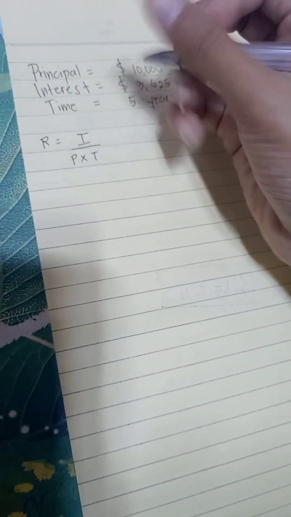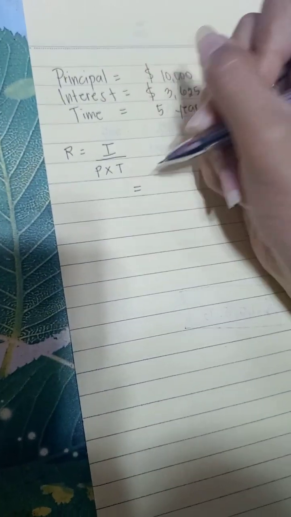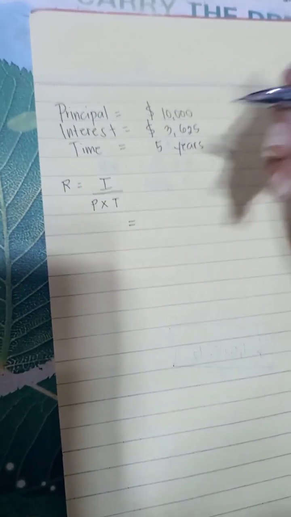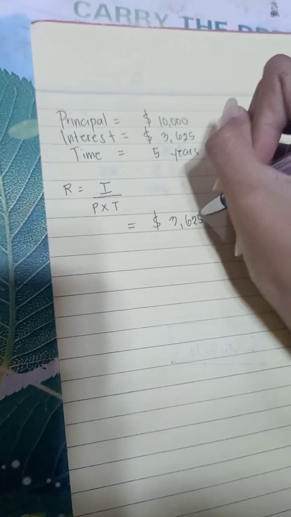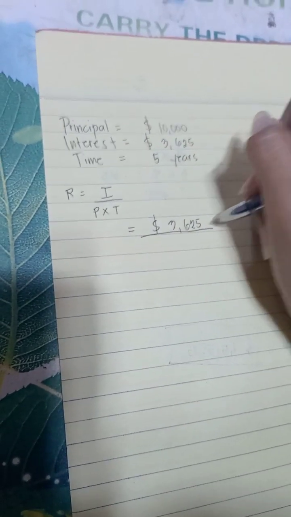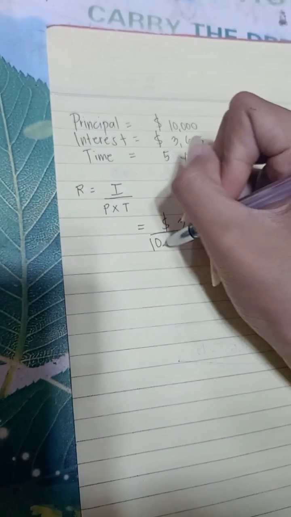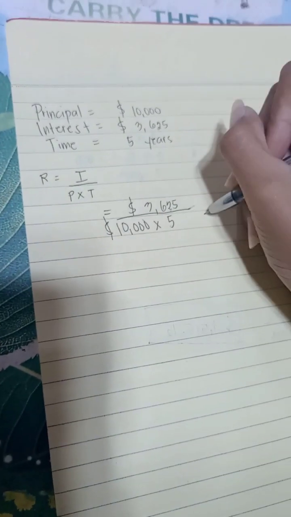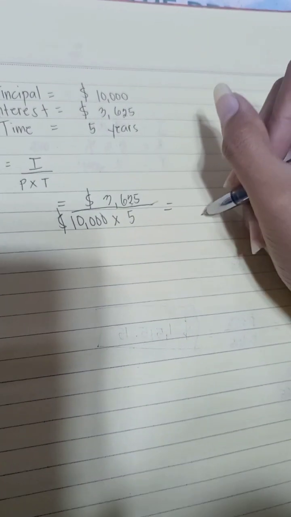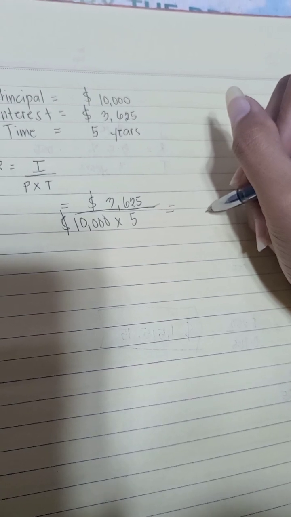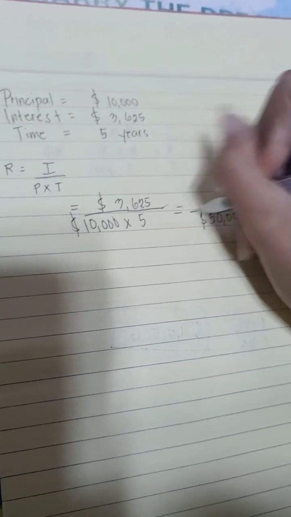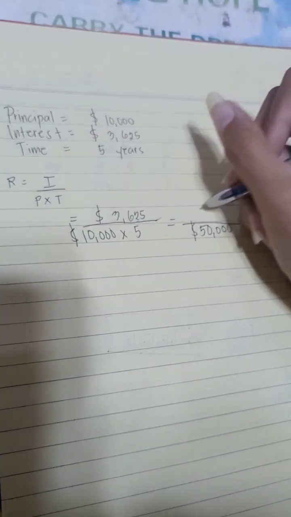So first, we're going to divide the interest by the principal times time. The interest is $3,625 divided by the principal, which is $10,000 multiplied by the time, which is 5 years. So $10,000 multiplied by 5 is $50,000. You must copy this interest.